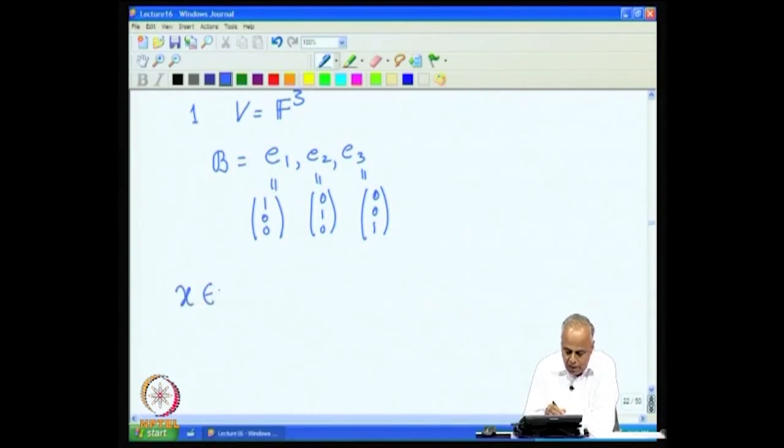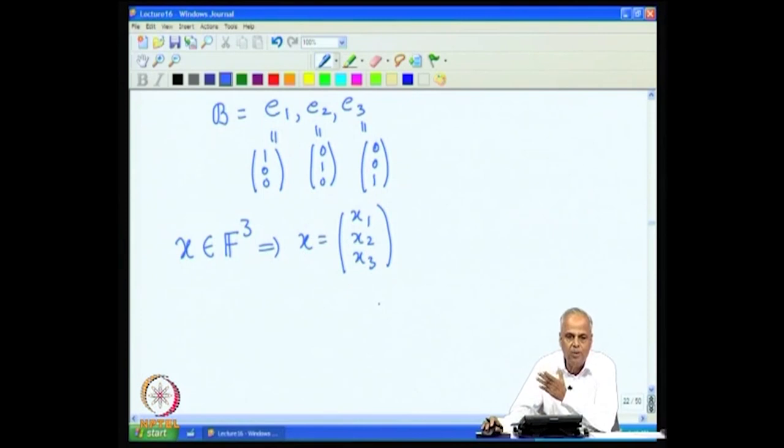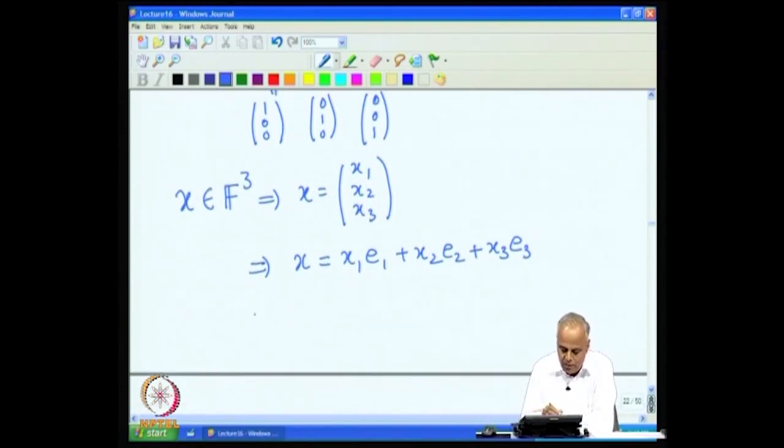So, if we now take any vector x in F3, it must be of the form x = (x1, x2, x3). Now, how does this encoding take place? Through a basis. We must express this vector x as a linear combination of the b vectors. We have here x = x1 e1 + x2 e2 + x3 e3. The first component of x with respect to this basis is x1, the second component is x2, and the third component is x3, and therefore, the encoding is just this. This is the standard encoding.